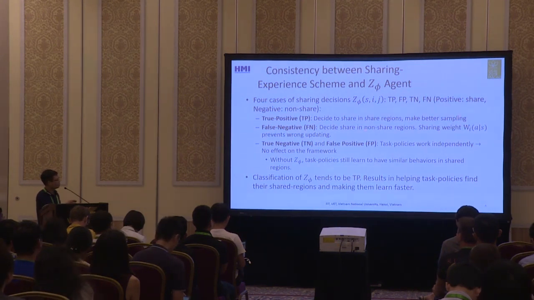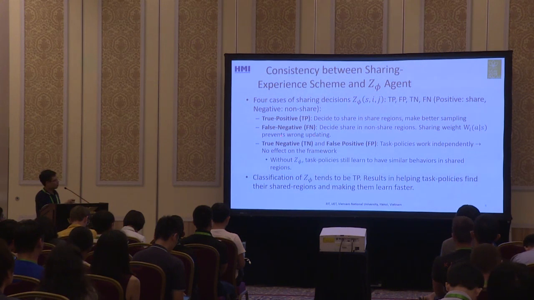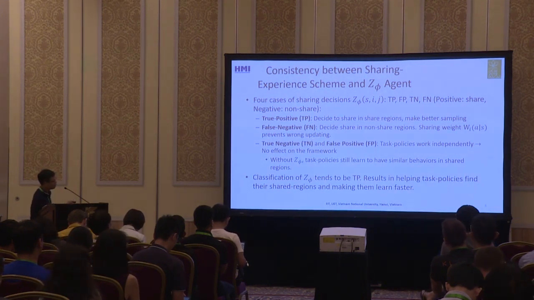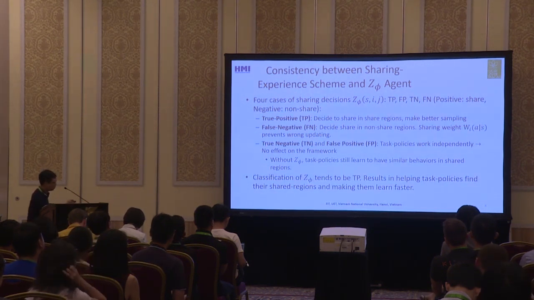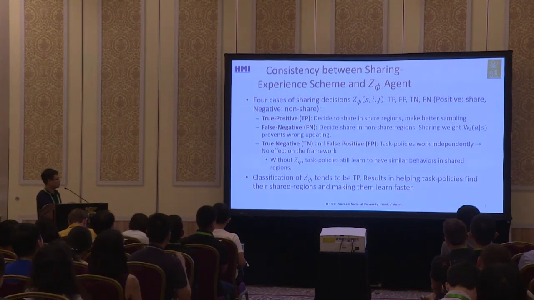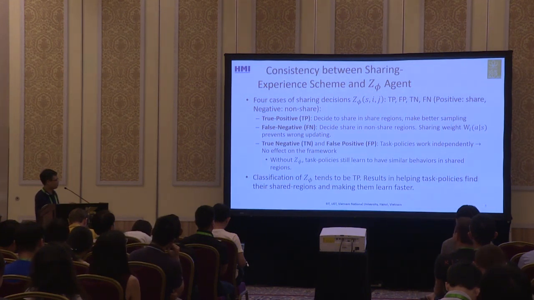In a region that is not shared, but the agent decides to share, that is wrong. But we have a weight here to prevent the wrong updating. In the early stage, maybe we have some updating from the wrong sharing region, but time by time this prevents the wrong updating. The other cases are true negative and false negative: the framework has no effect because we don't share. We don't make sharing between the tasks.